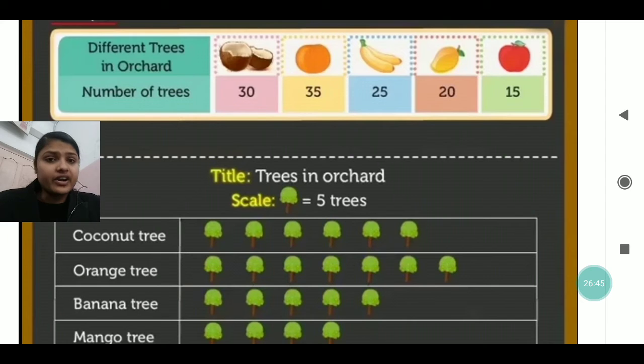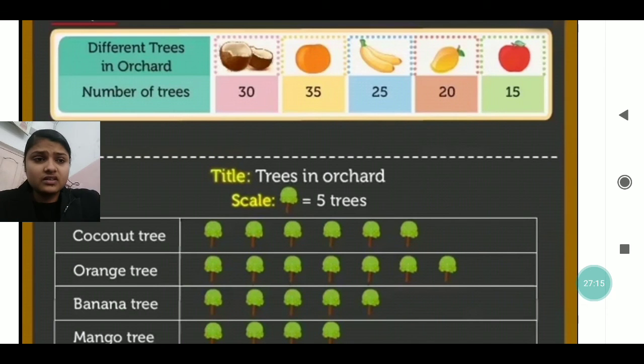Pictographs are of different types. You can see different types of fruits are there in an orchard. That is, one is coconut, second one is orange, third is bananas, fourth is mangoes, and last fifth is apples. So how many trees are there in that orchard? Coconut trees are 30, orange trees are 35, banana trees are 25, mango trees are 20, and apple trees are 15.